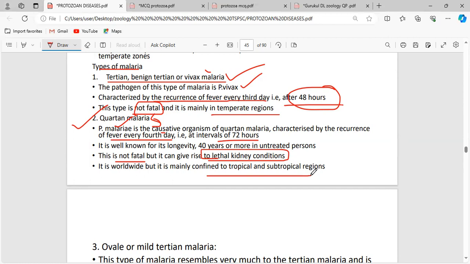See, this quartan malaria has the capacity of relapsing. What is relapsing? It is well known for its longevity. The unique feature of quartan malaria is that if it is untreated, the disease can form again. That is, the disease will again gain favorable conditions, and even after 40 years the person can again experience this type of quartan malaria, which is caused by Plasmodium malariae.